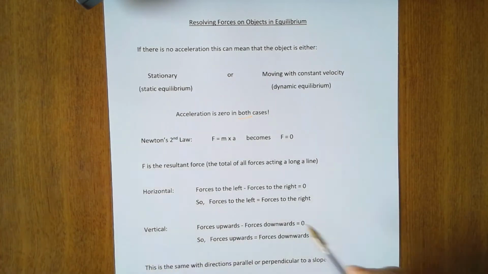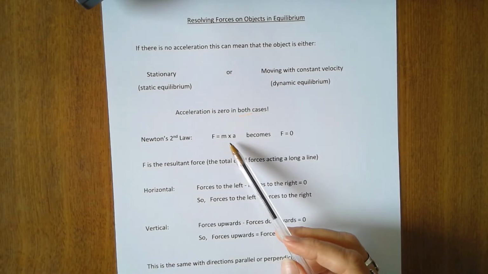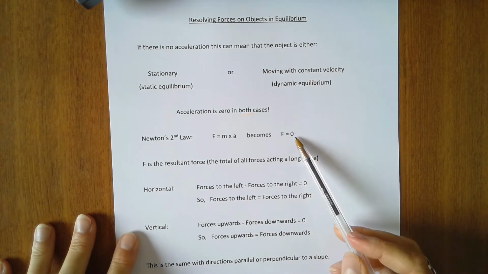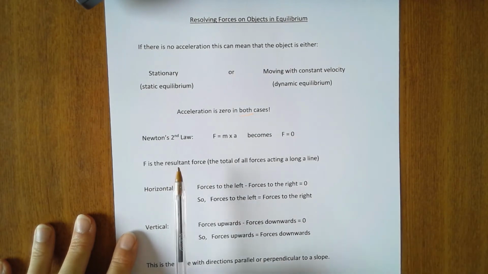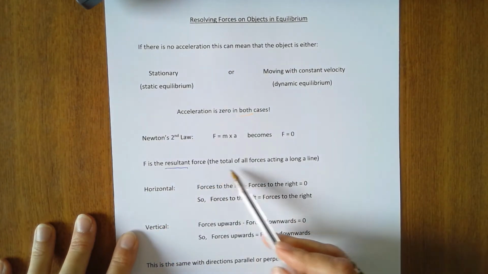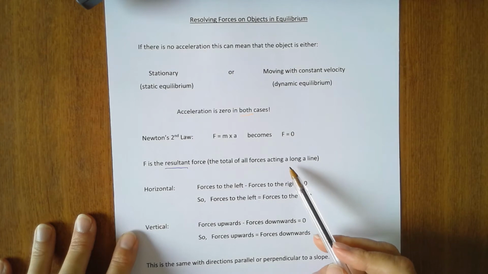So Newton's second law, F equals ma, force equals mass times acceleration, with acceleration being zero becomes F equals zero. Importantly, F is the resultant force, which means the total of all forces acting along a particular line.